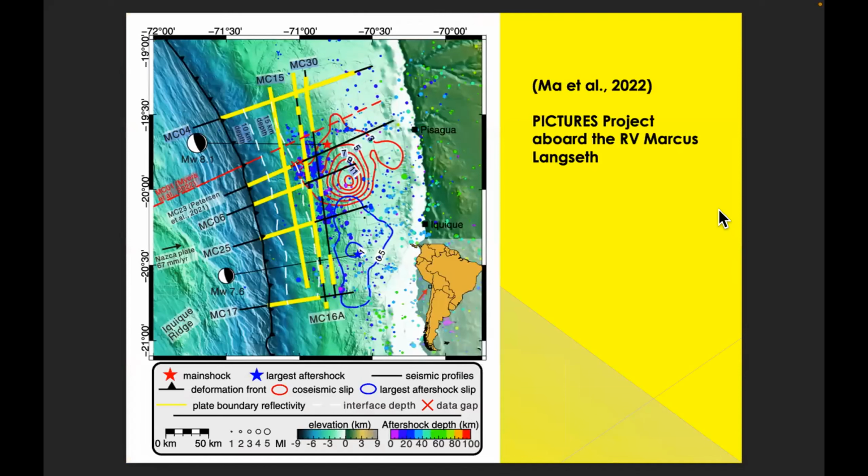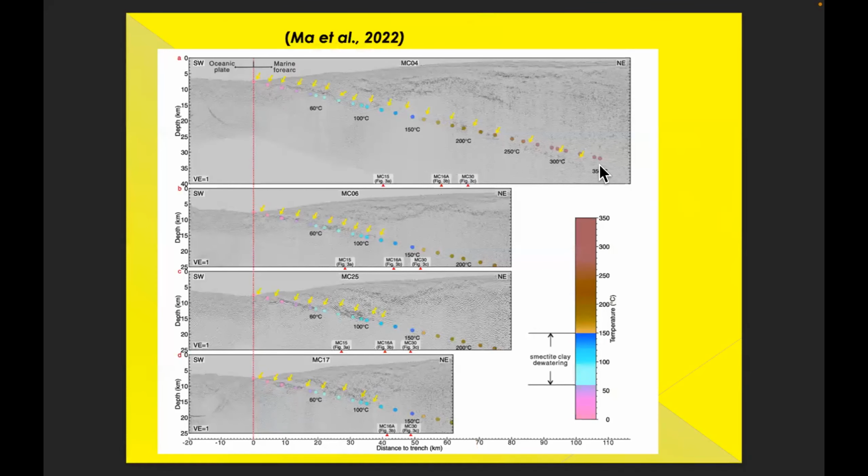Also, Boma from Geomar, an ex-PhD student, worked with the deep reflectors from the Marcus Langseth, and they obtained the subduction interface, which is a very interesting and important constraint for our target. They mapped the subduction interface in the area of the Iquique earthquakes. This is also Langseth data.